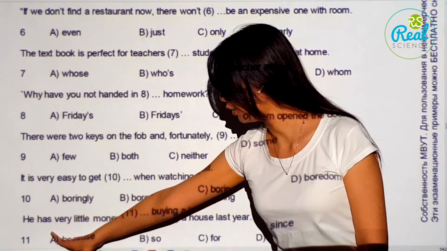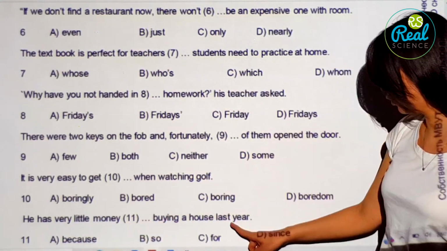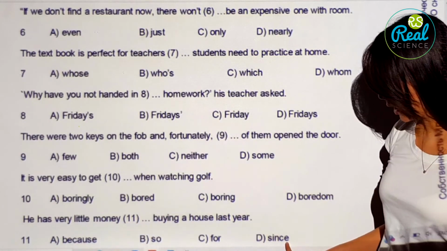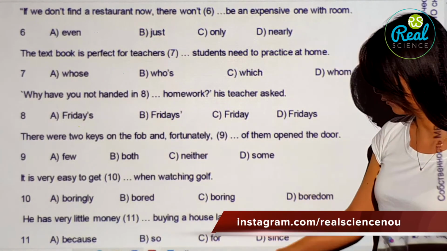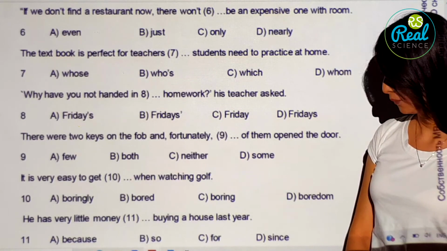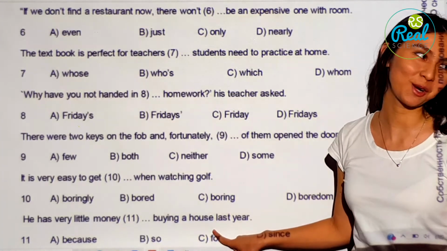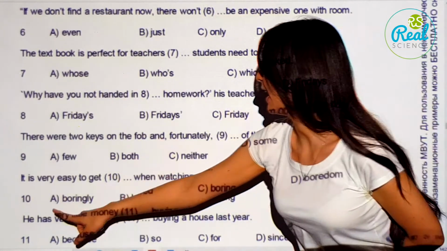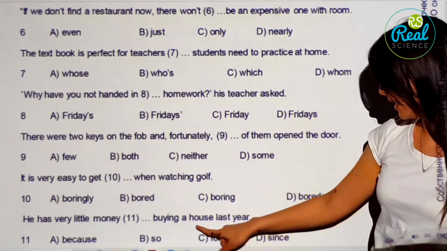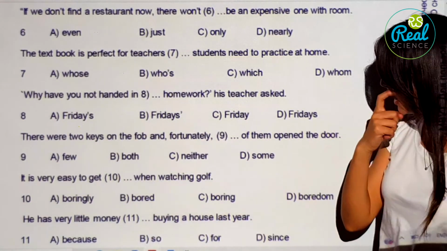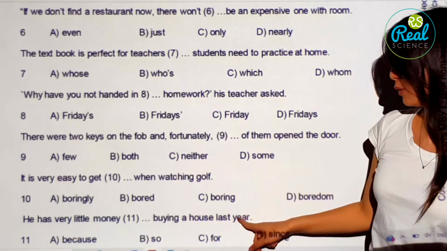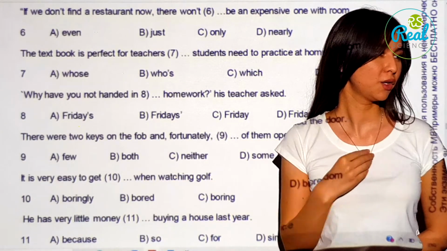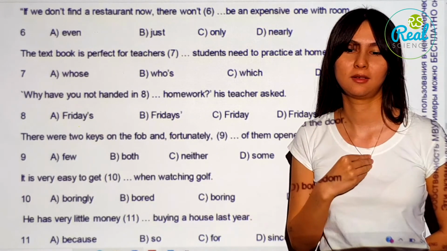Okay, here you cannot use because. Okay, you cannot use here since also. So A and D are incorrect ones. So we have two options: so and for. No, the correct answer is for, guys. So look, he has very little money for buying a house last year. Why does he have very little money? Because he bought a house last year. That's why. The meaning here is this one.